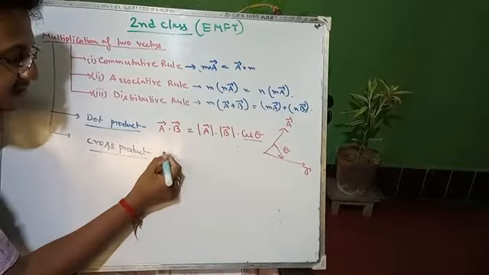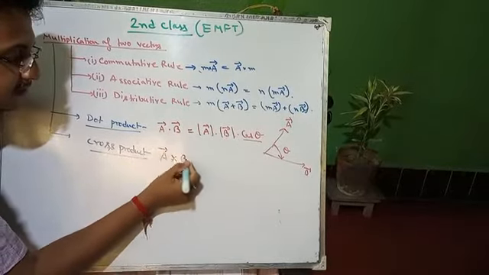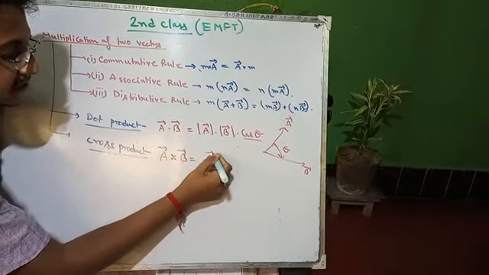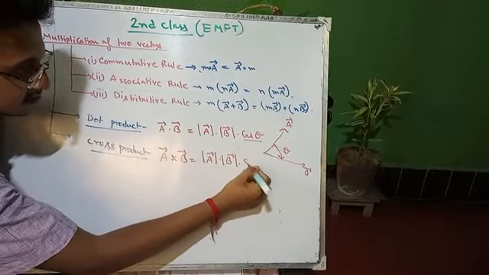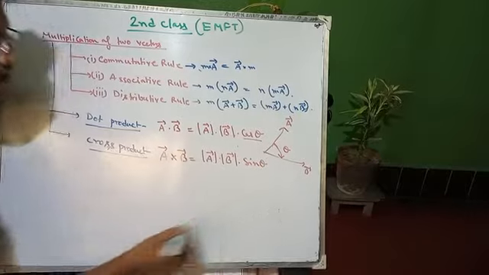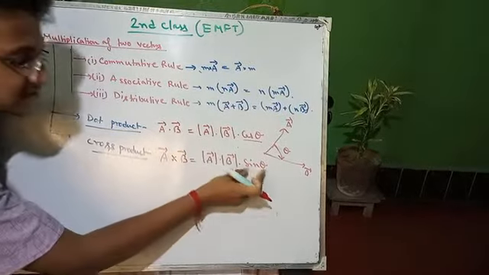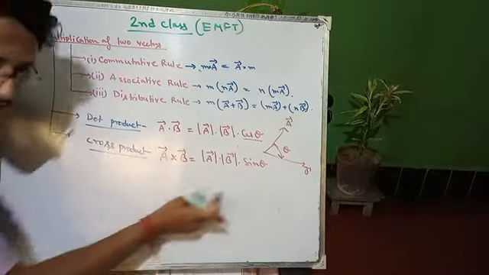Okay, so now cross product. What is a cross product? A vector cross B vector can be written as A vector multiplication with B vector into sine theta. So what is sine theta? Always remember, this sine theta part produces a vector quantity.